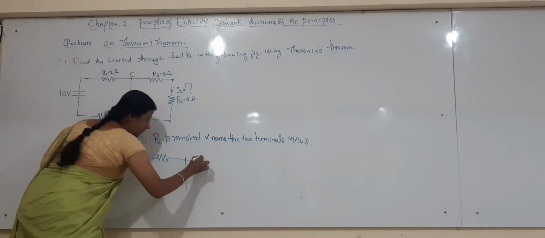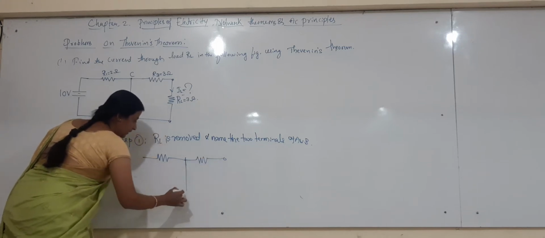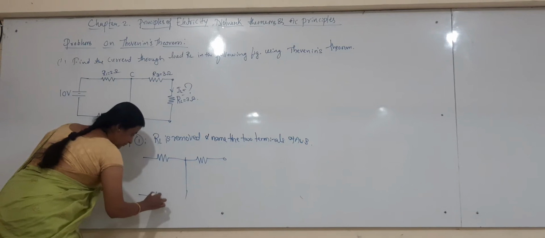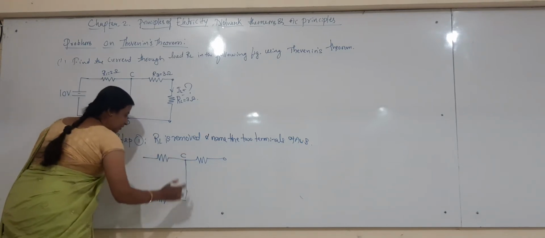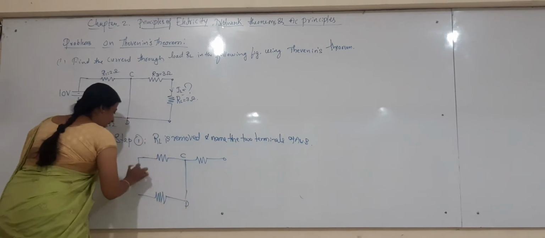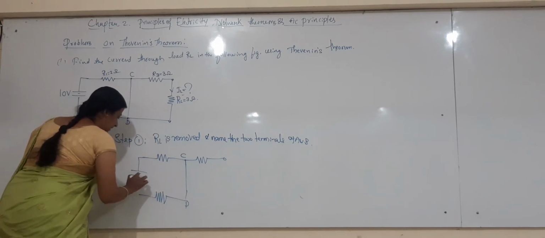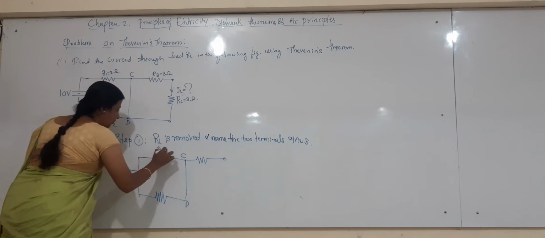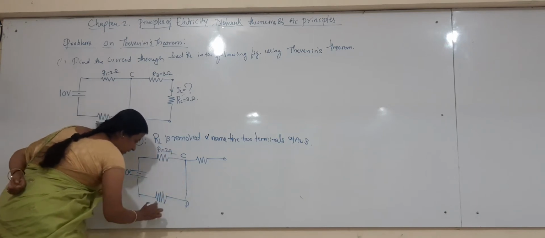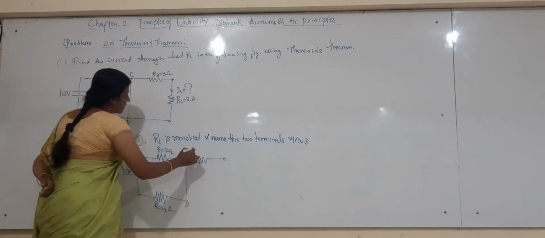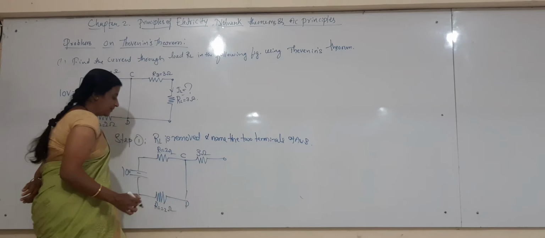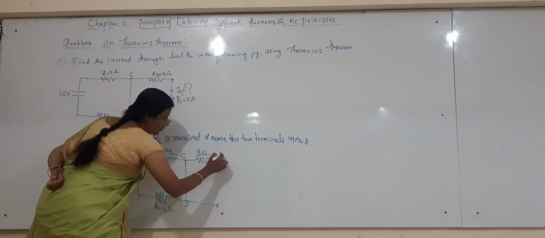It consists of totally 3 resistors now, because we are removing RL in the circuit. This one is C and D. A supply voltage of 10 volt is connected in this circuit. R1 is 2 ohm as well as R2 is also 2 ohm, and R3 is a 3 ohm resistor. So now we have removed RL.